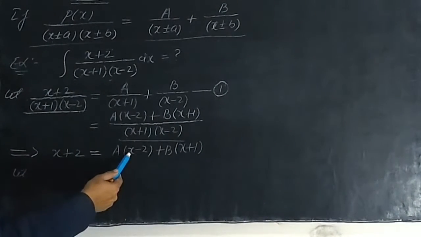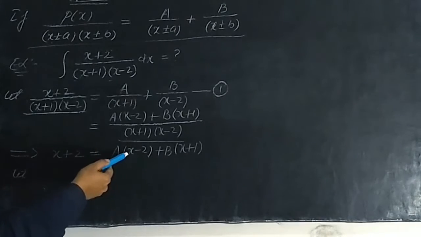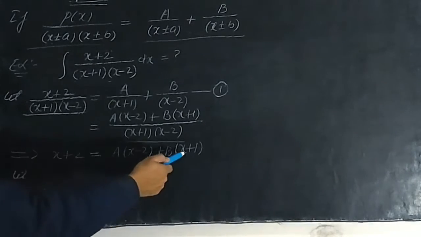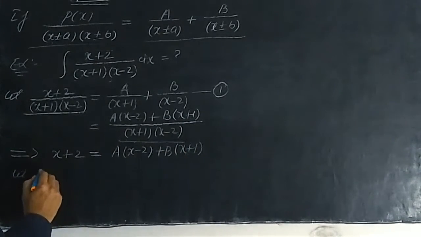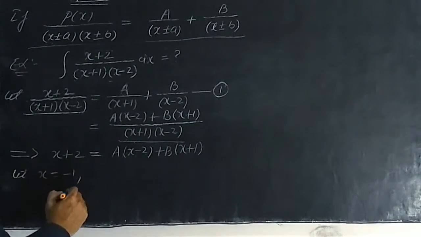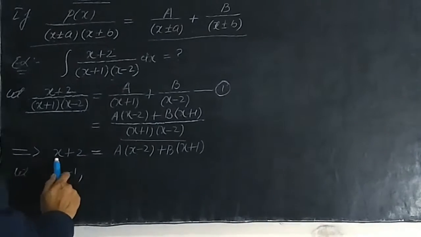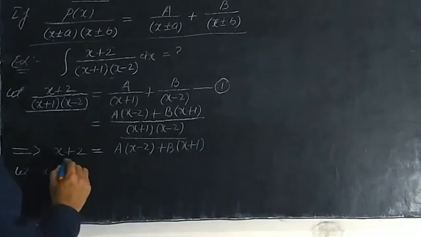Suppose we take x equal to 2, then x - 2 will be 0, and if we take x equal to -1, then x + 1 will be 0. So let us take x equal to -1 first. Substitute x = -1 in the whole equation.